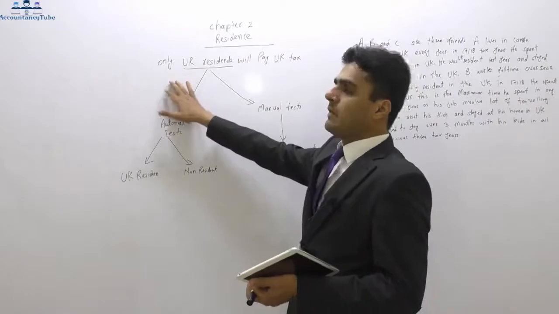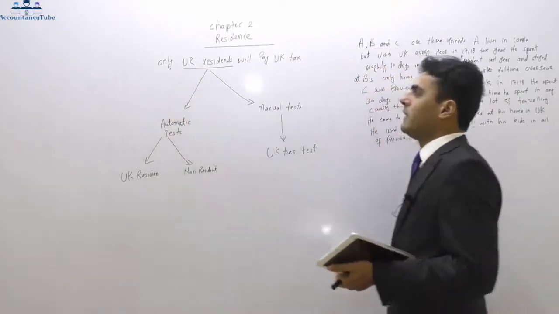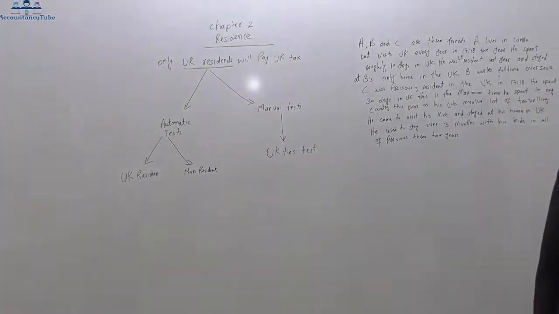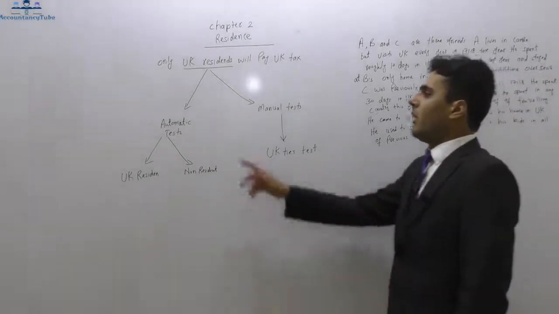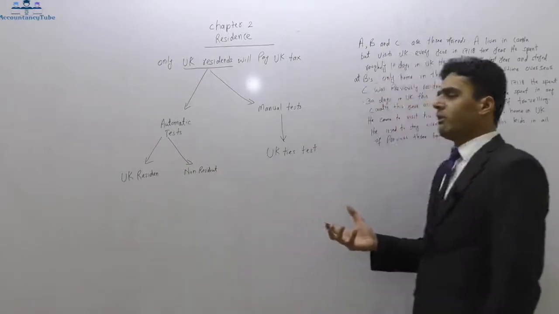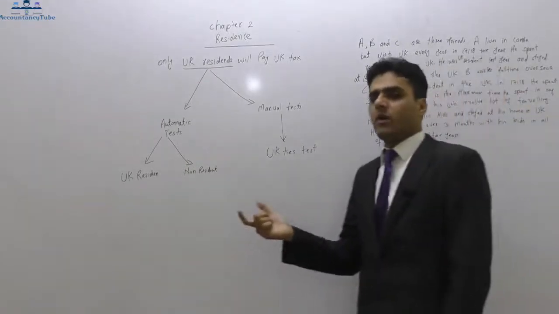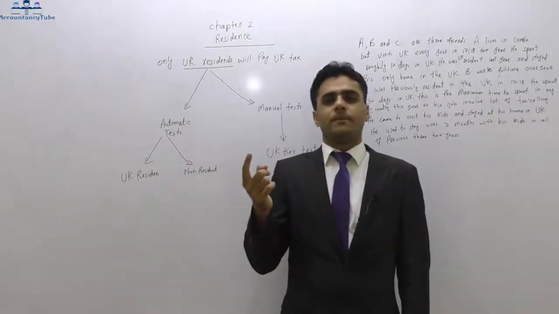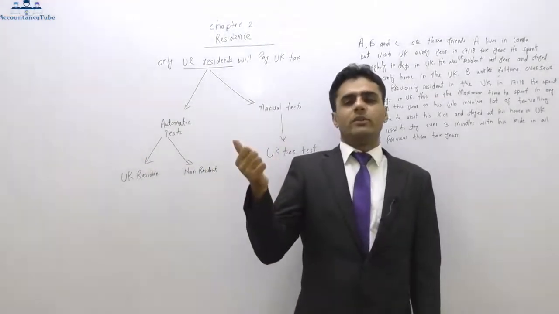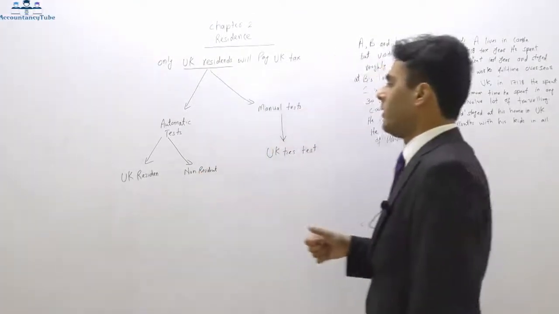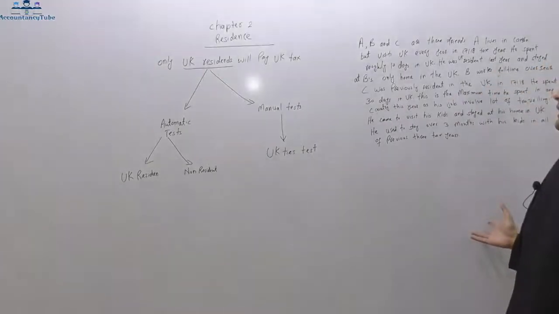First of all I've written down that only UK residents will pay UK tax. As I explained earlier, if you are not a UK resident, you will not have to pay any UK tax. Now I've highlighted the words UK resident. How will we determine UK residence? You can either be UK resident or non-resident. So there are two different options: one is UK resident and the other one is non-resident.